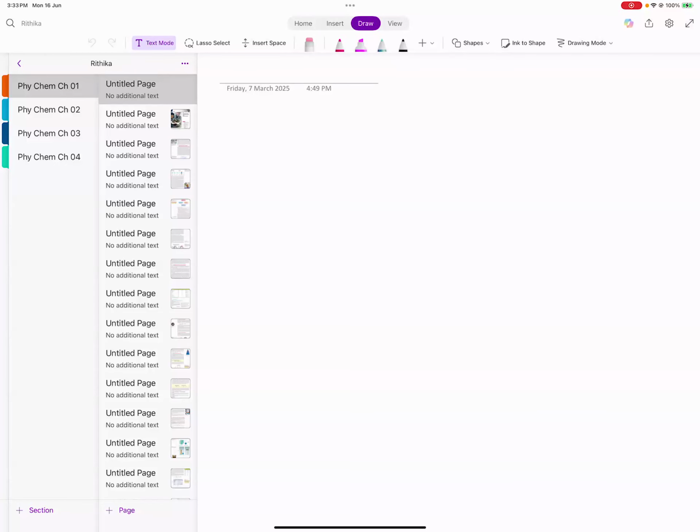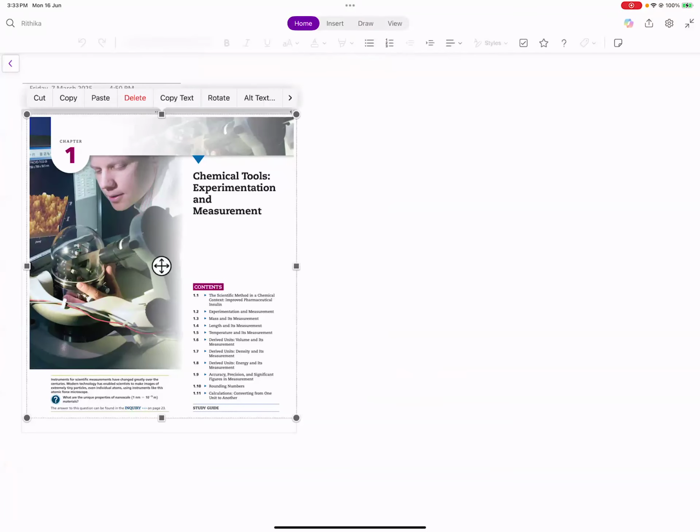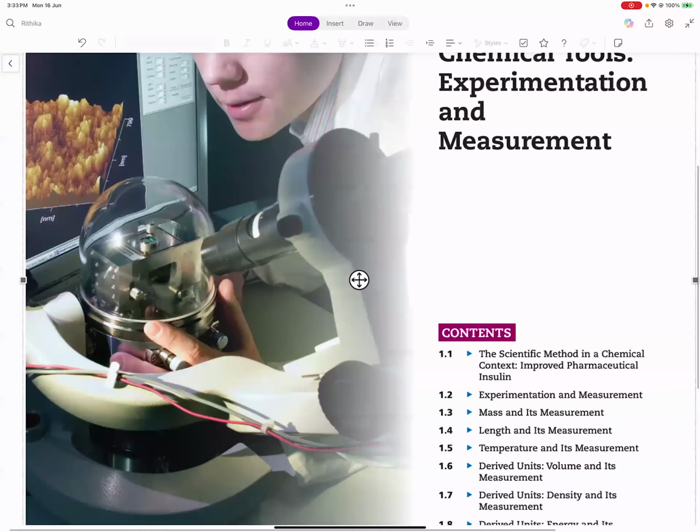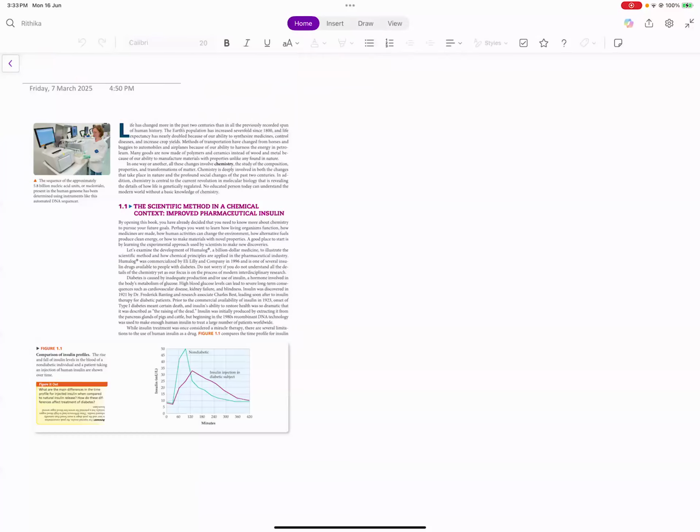First I'll just walk you through. This is the first chapter. These are all units and everything, which I think you'll be able to go through on your own. So we'll skip this chapter, but I'll show you the notes.